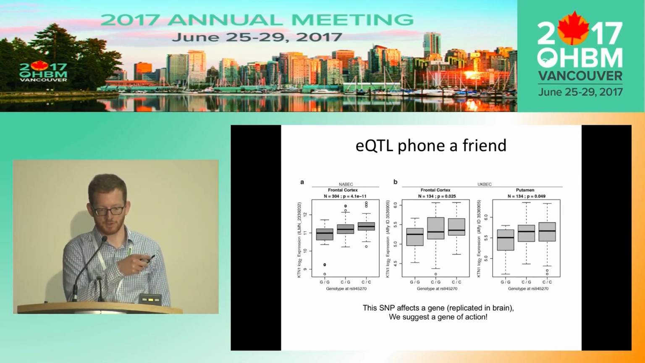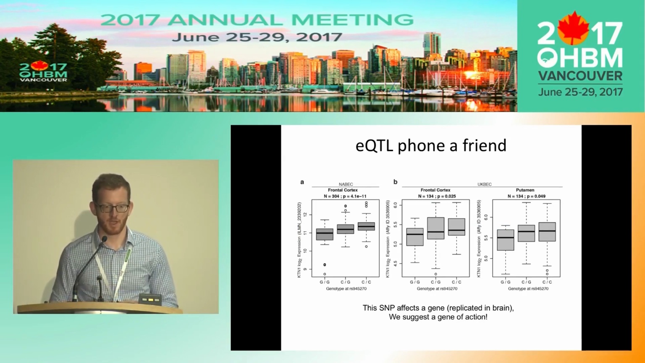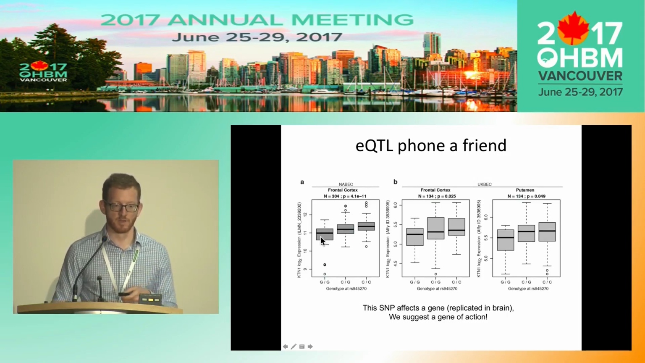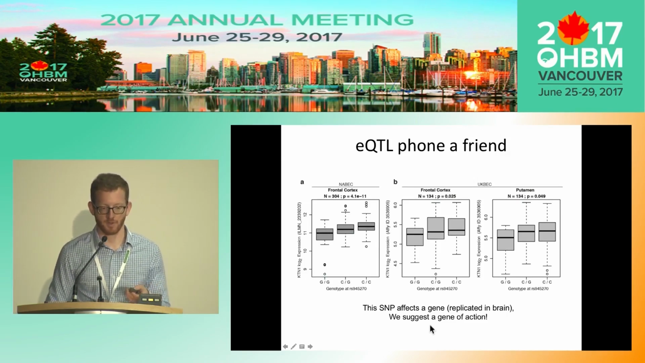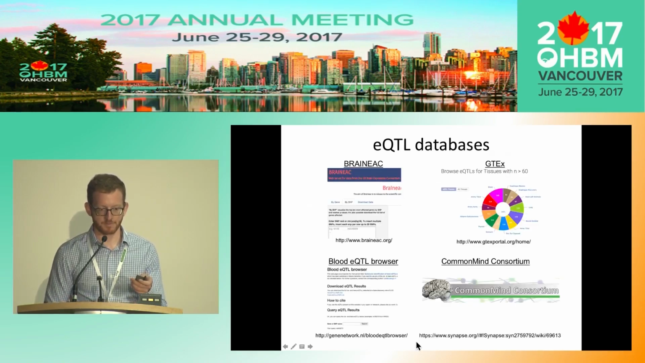So here we see genotypes on the x-axis at the bottom and the expression of a particular gene. In this case, it's that KTN1 gene that I showed earlier. And so it seems that the SNP that's associated with putamen volume is also associated with the expression of this gene, KTN1. So we suggest a gene of action for this trait.